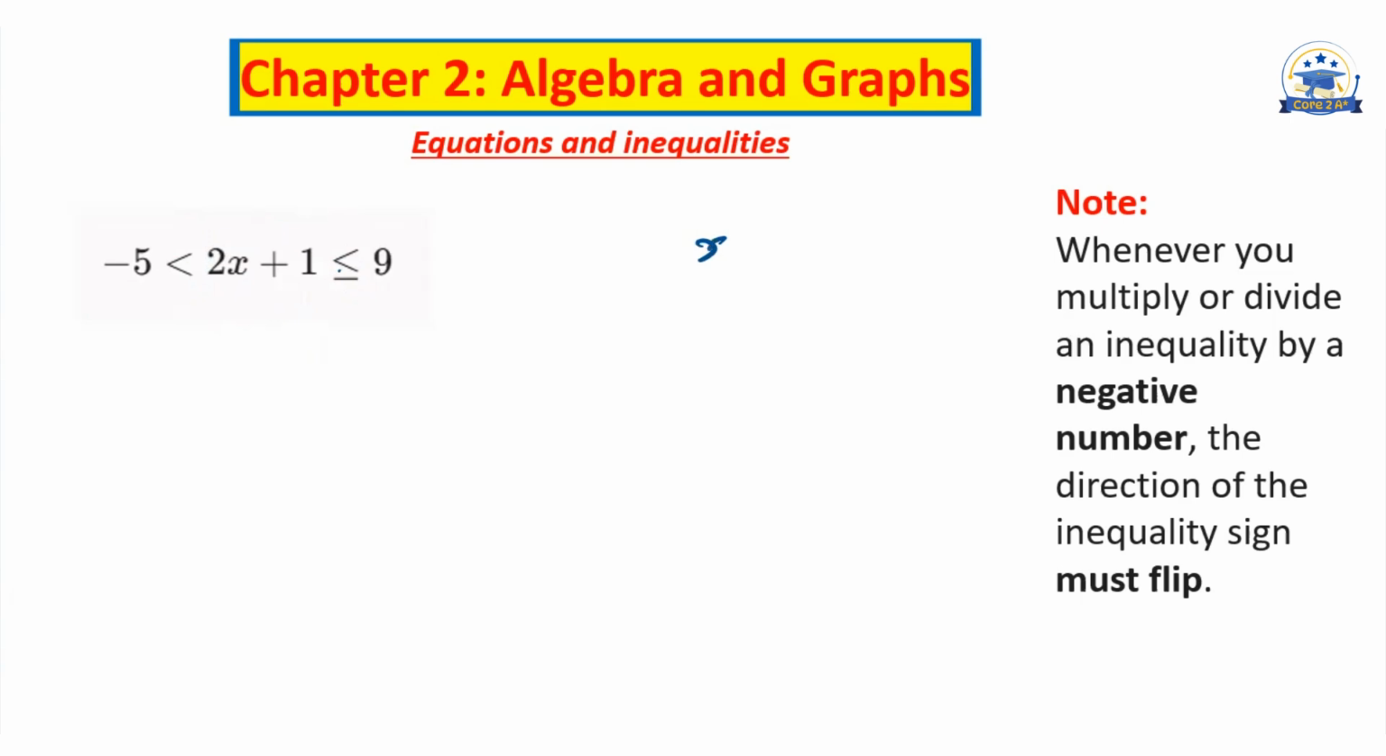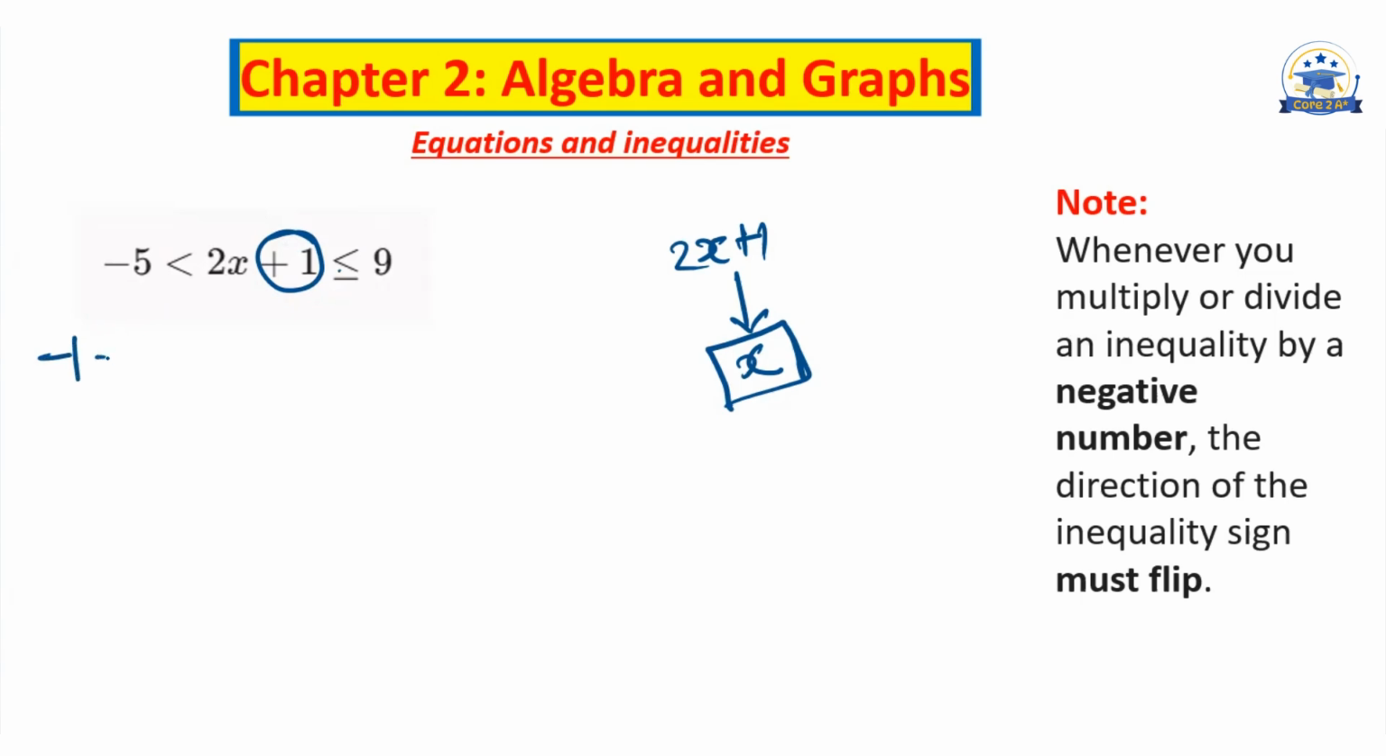Okay. 2x plus 1 is already there, but try to remove all these things and just keep x in the middle. Okay, I am talking about this situation. This is a different scenario. Here we have two inequalities. In case of two inequalities, try to keep x in the middle. Okay. So how will we do that? First of all, the extra part is plus 1. Plus 1. How will we remove it? By subtracting 1 from all parts.